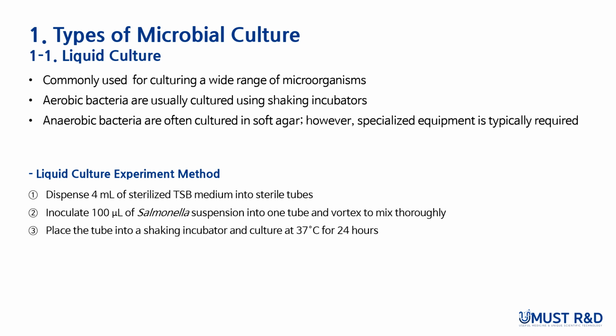The general procedure for liquid culture begins by dispensing 4 milliliters of TSB medium into sterile test tubes. A prepared microbial sample, such as Salmonella, is then inoculated into one of the test tubes at a volume of 100 microliters, followed by vortexing to ensure proper mixing. The inoculated test tubes are placed in a shaking incubator and cultured at 37 degrees Celsius for 24 hours.